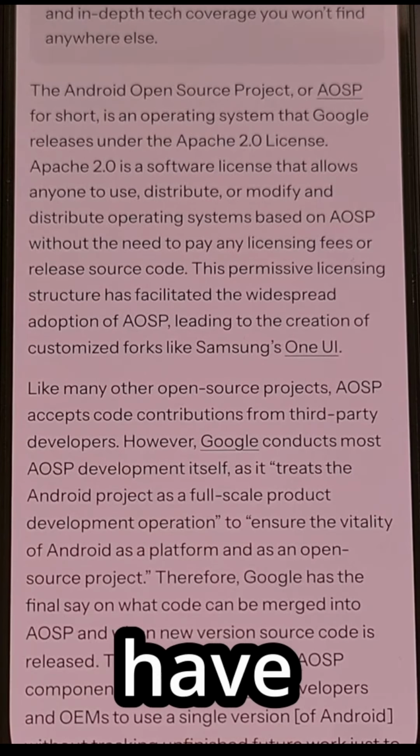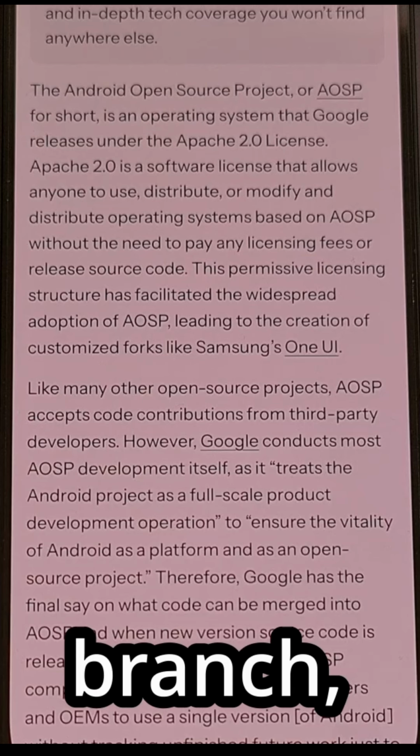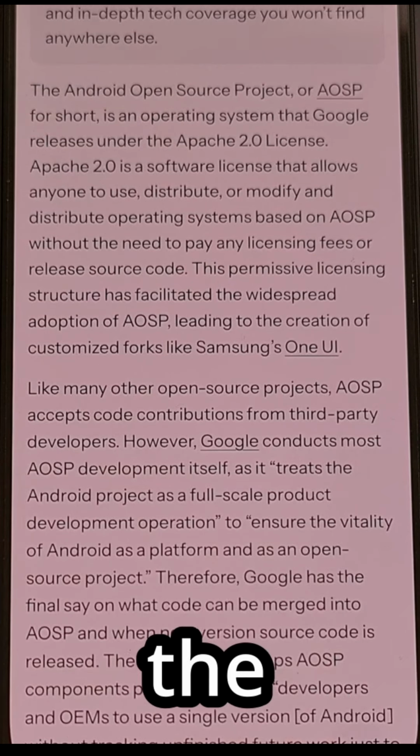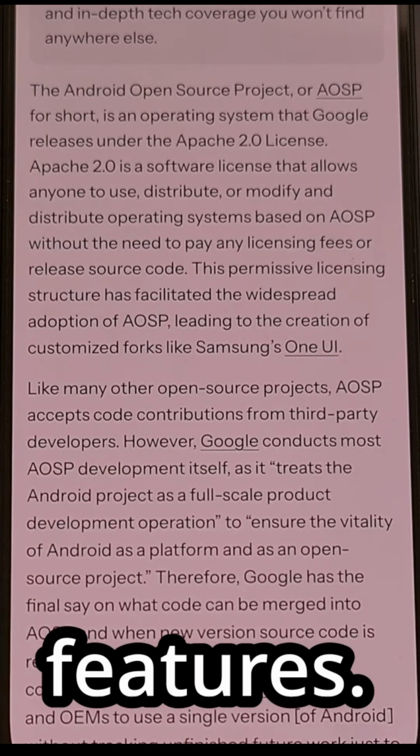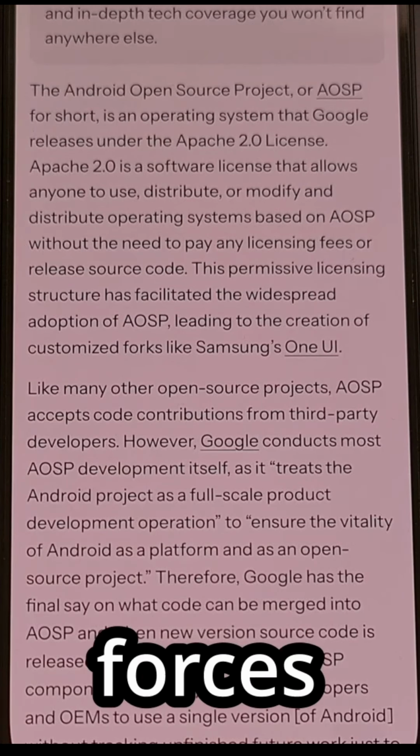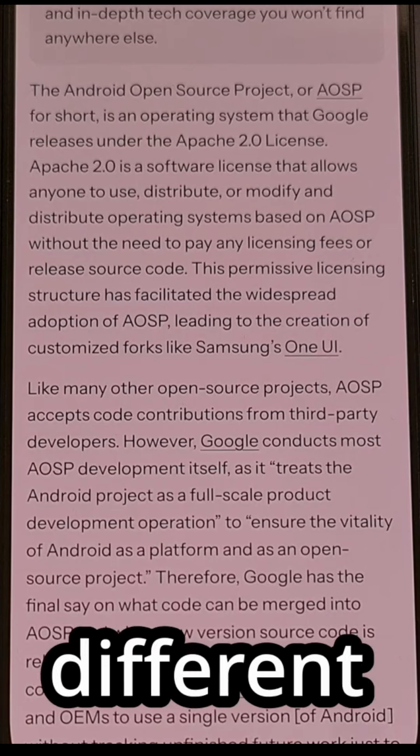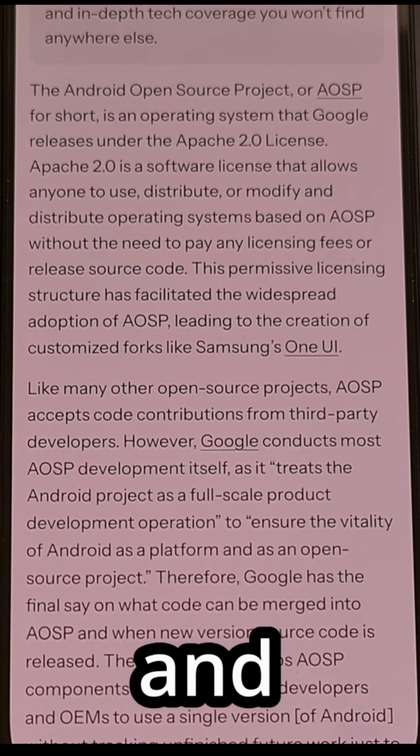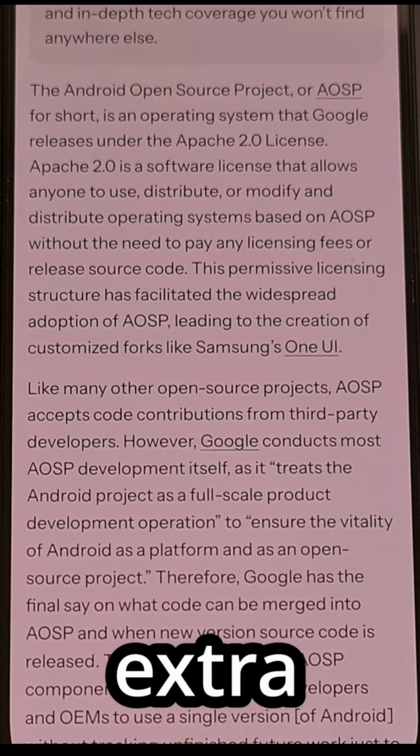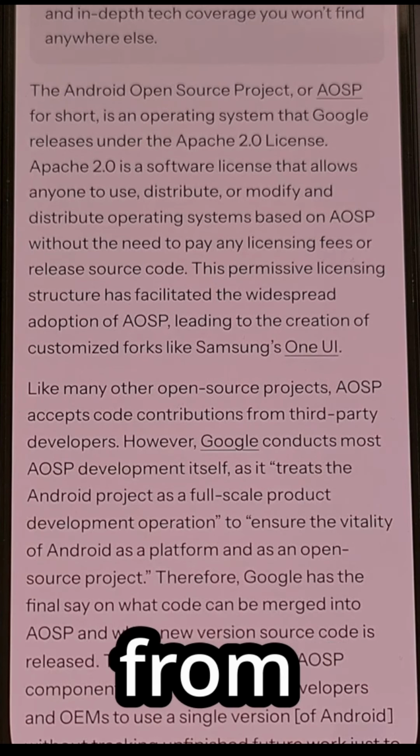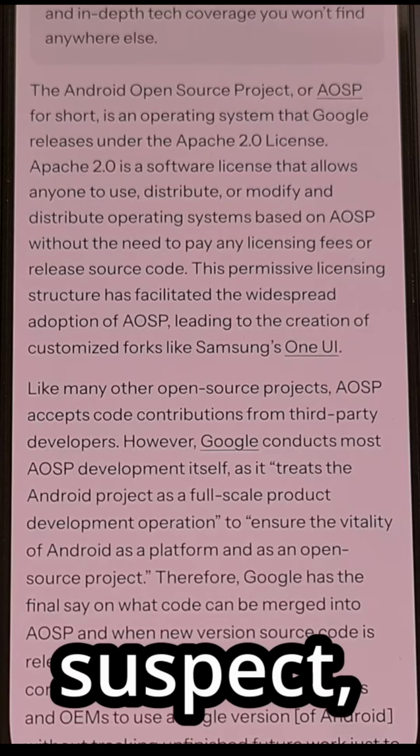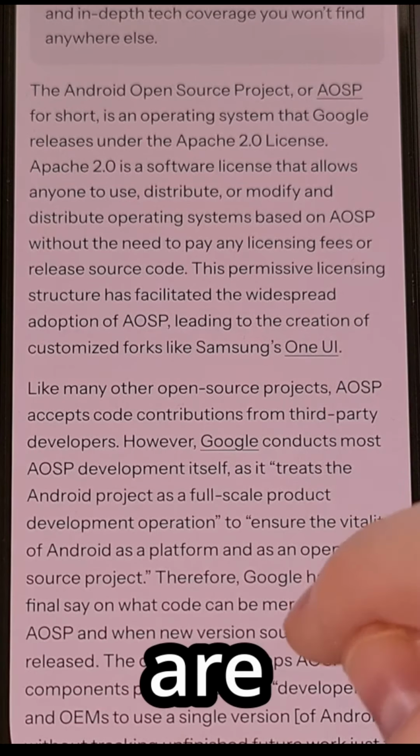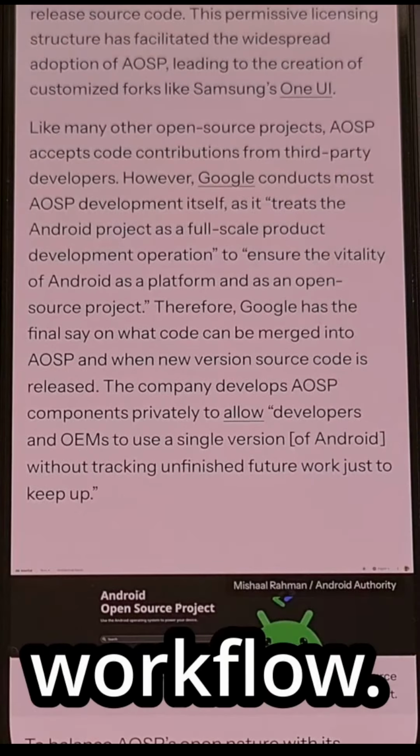Then we have the internal development branch, which handles things like the core Android framework and a number of other specific features. This forces Google to juggle two different repositories, and it has caused them to take extra time merging the commits from those two different sources. And as you may suspect, a number of challenges are created by following this workflow.